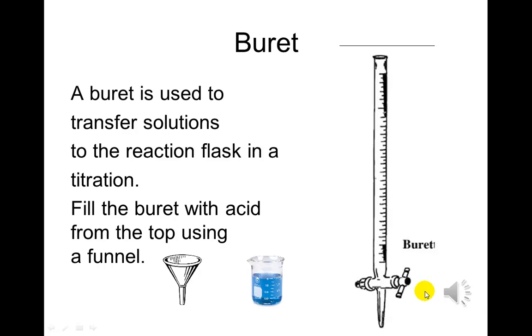And what we're going to be doing a little bit different that we've not used before is a new piece of equipment that's known as a buret. The buret is this piece of glassware right here that is actually used to transfer whether it be our acid or our base into our reaction flask. So the first thing we need to do is put our acid into our buret so we can then transfer it in.